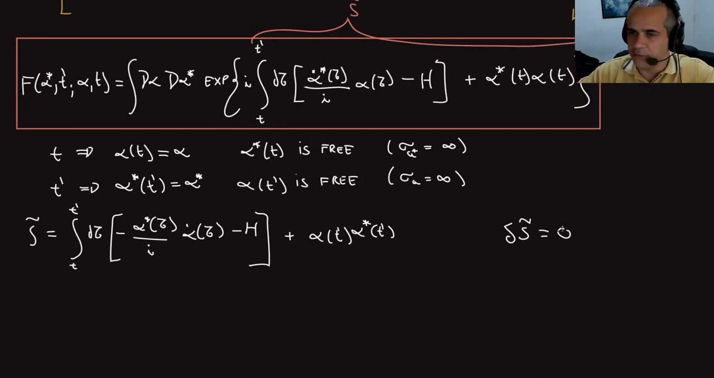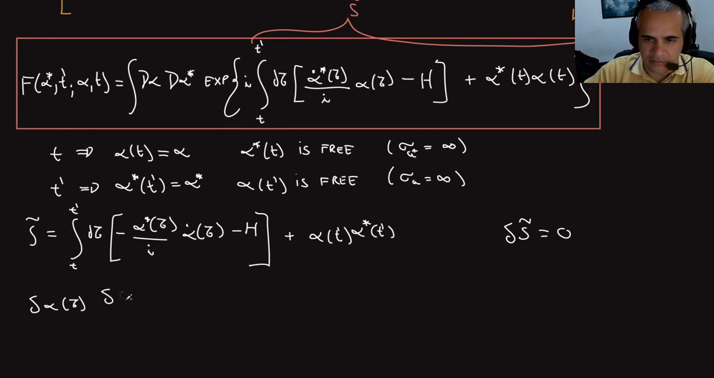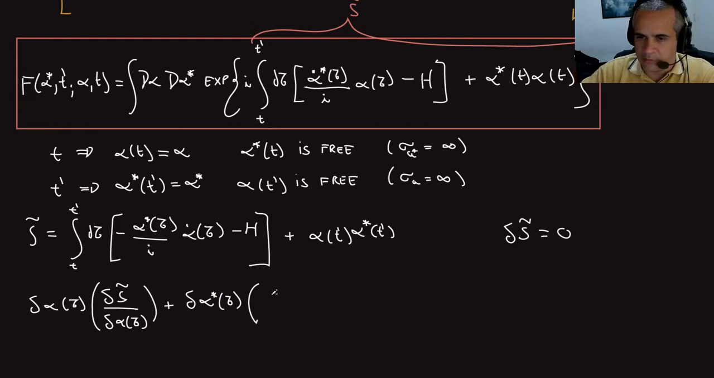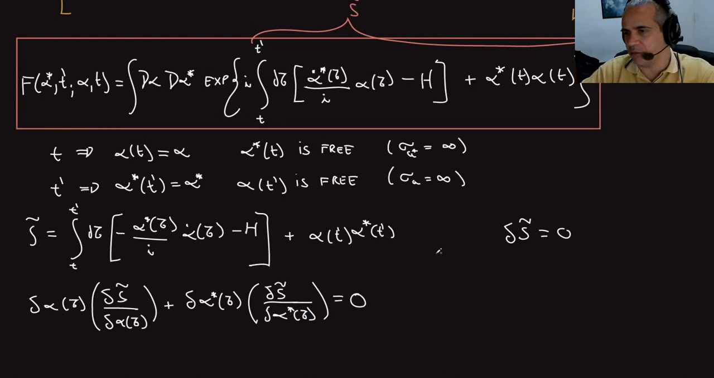That means I have to calculate the variation with respect to alpha of tau, delta S tilde over delta alpha tau, plus the variation with respect to alpha star tau, delta S tilde over delta alpha star tau. This is the total variation of S tilde, and it must be zero. It is easier to use this expression to calculate this variation and this one to calculate this, because the way I have alpha star and alpha, the dot is on the other one and vice versa. So it's easier to use one form to calculate one of them and the other form to calculate the other.